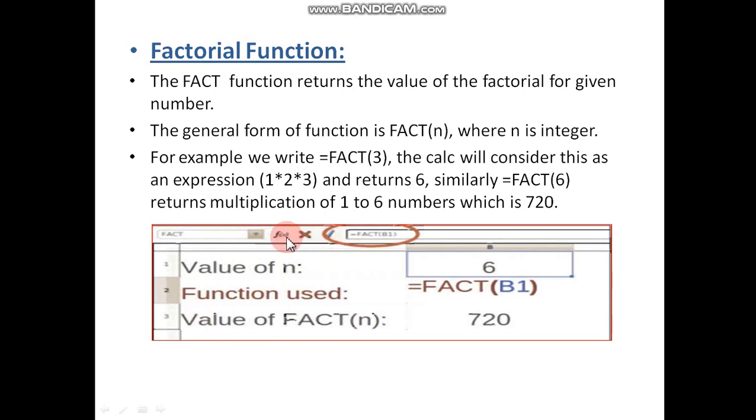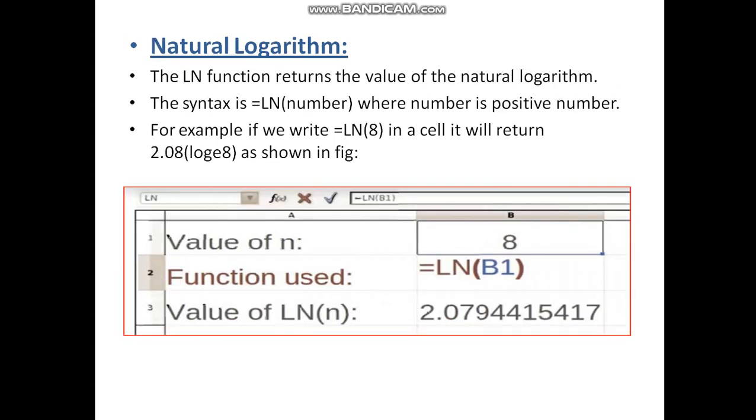Suppose in our example the value of n is 6 and we want the factorial of 6. Then we use fact of B1, otherwise 6, and instead of B1 we can also write 6 as an argument. The answer is 720 because it multiplies 6 into 5 down to 1. Next is the natural logarithm.